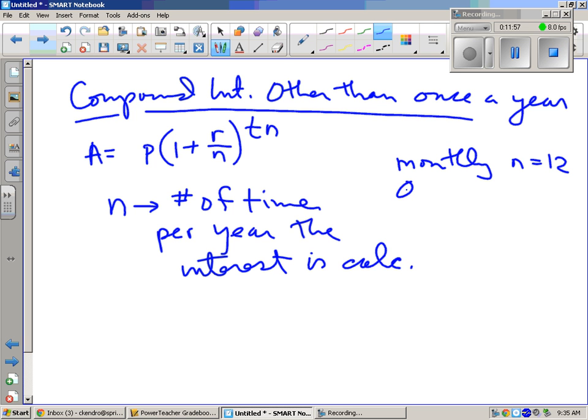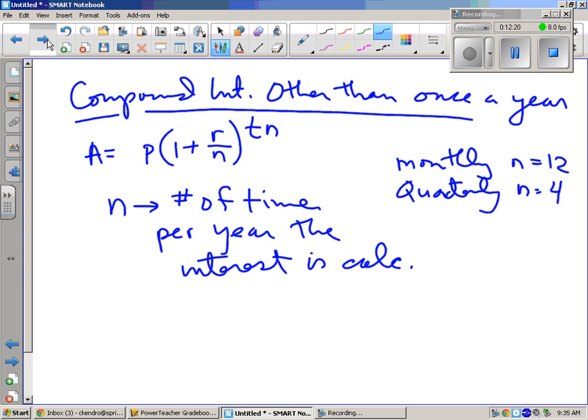If you do it quarterly, quarterly means every quarter, every fourth. So n is 4 times a year. Quarterly is every 3 months. So there's lots of different ways. You could do it semi-annually, which is twice a year. So you have to pay attention if it's other than just once a year.